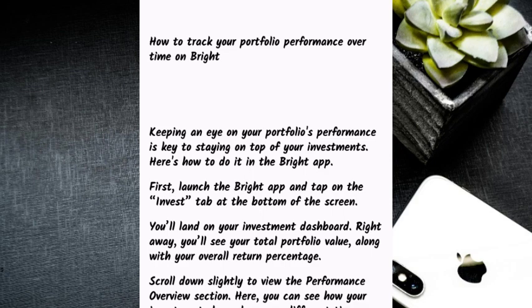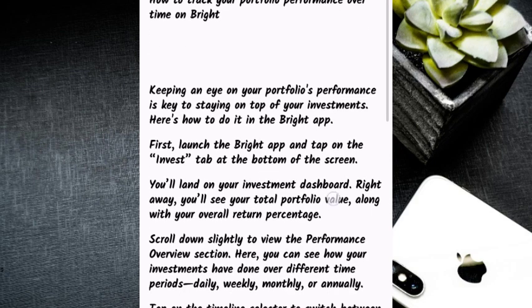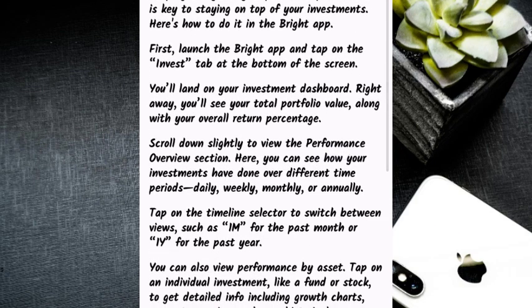First, launch the Bright app and tap on the Invest tab at the bottom of the screen. You're going to land on your investment dashboard. Right away, you're going to see your total portfolio value along with your overall return percentage. Scroll down slightly to the performance overview section.